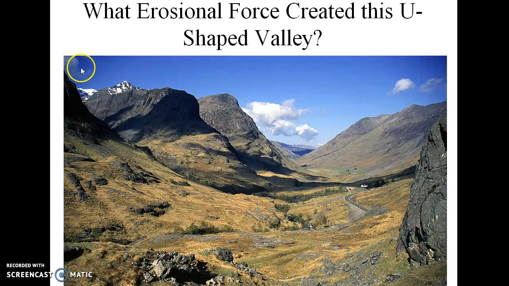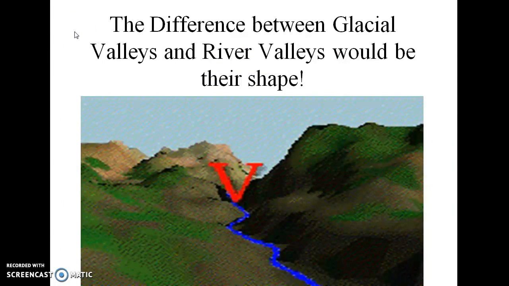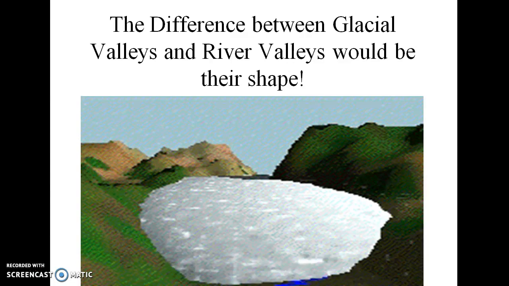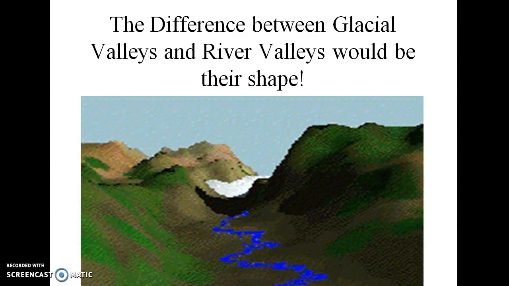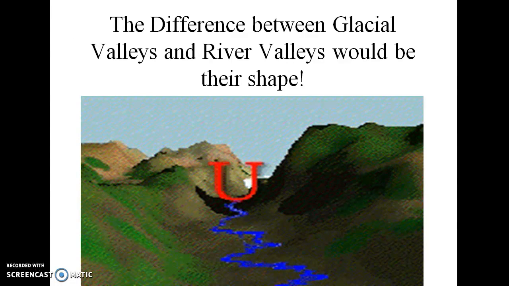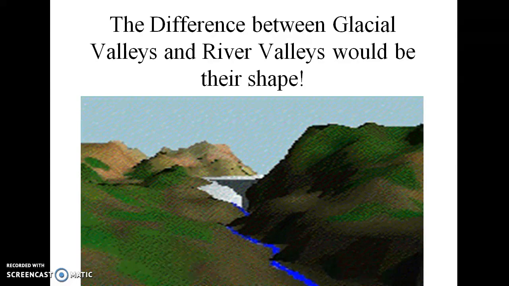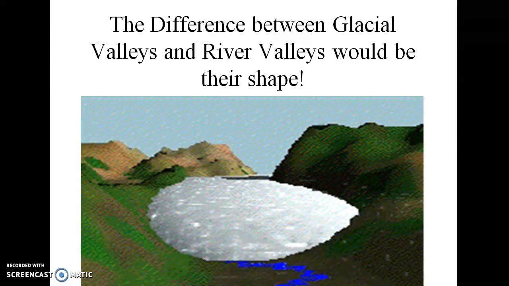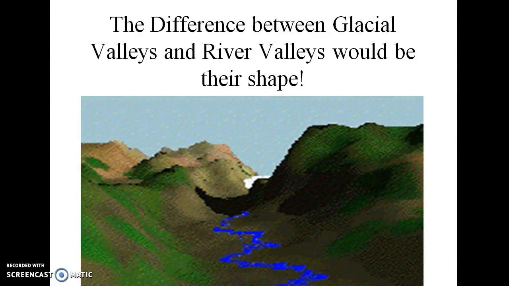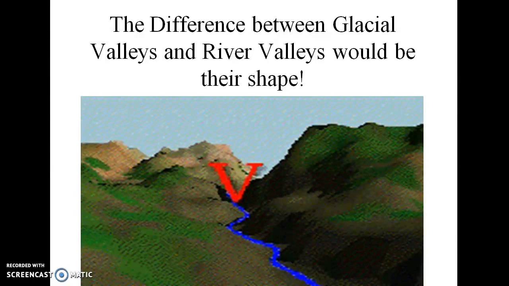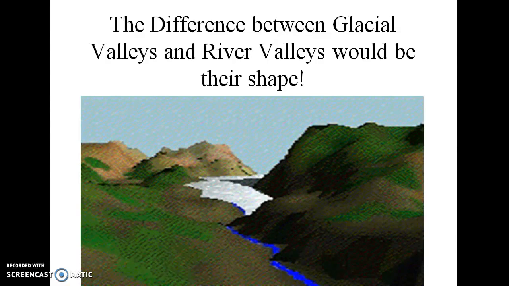And the answer, of course, is a glacier. So the difference between a glacial valley and a river valley is very simple, and you can see that here. In this animation, a V-shaped valley is cut out by a river, but when a glacier comes in, it cuts out that distinct U shape there. Okay, and you can see that.